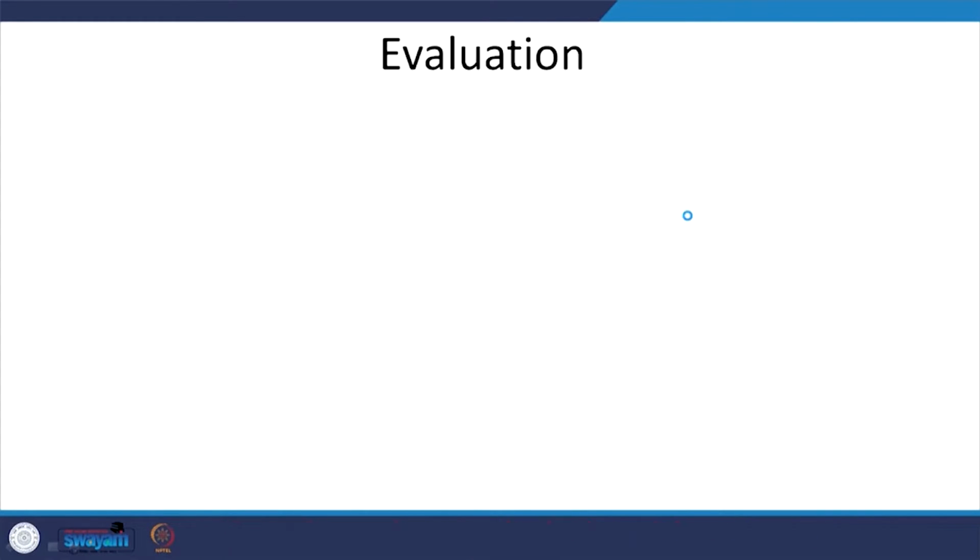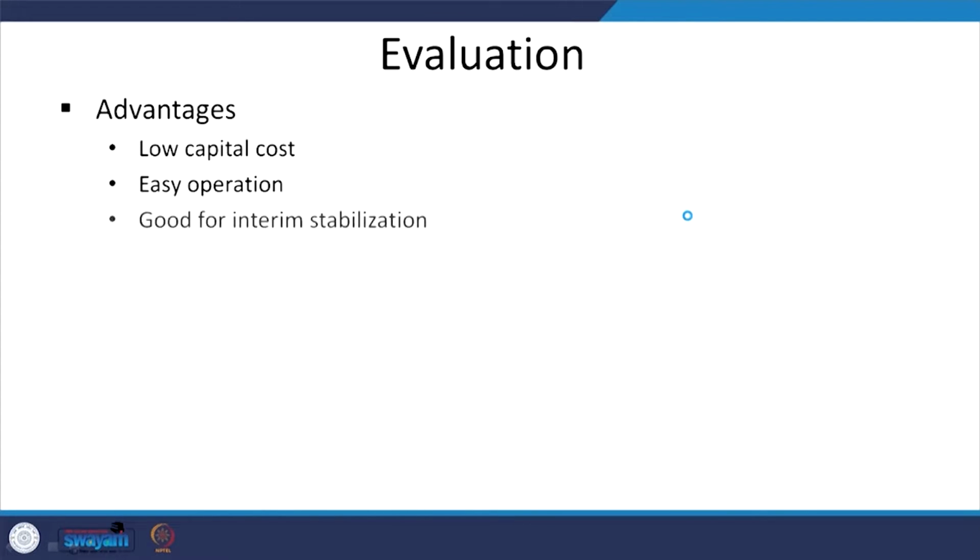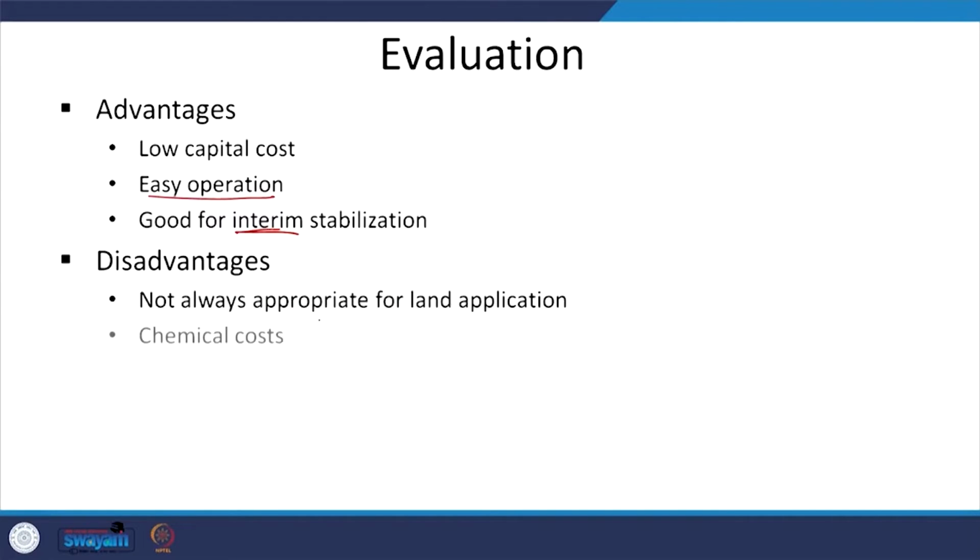Let me move on. So, evaluation advantages: low capital cost, obviously we are just looking at pH and temperature, which is easy to achieve, but high operational cost probably, and again it is easy operation. And as mentioned earlier, for interim stabilization, temporary stabilization, it is pretty good. Not appropriate for land use, why, or land application later, why?